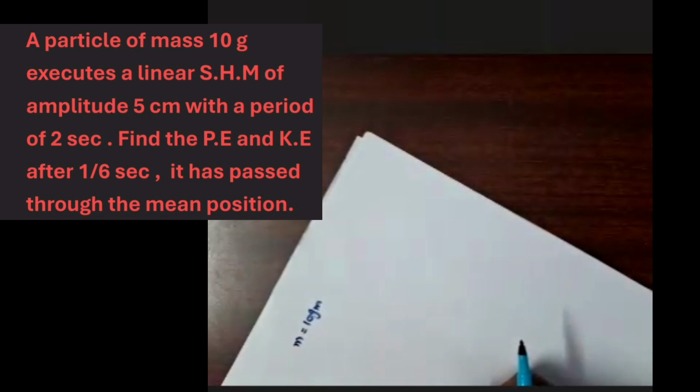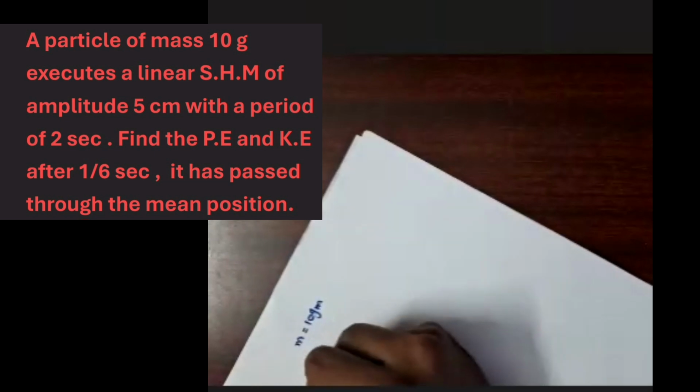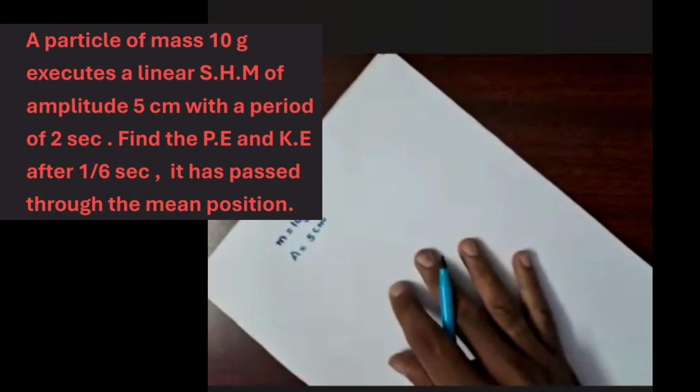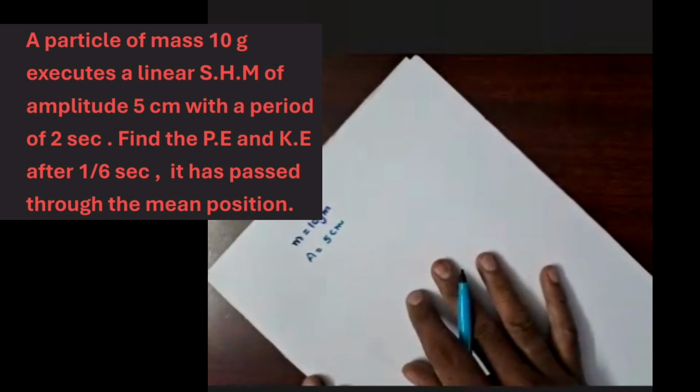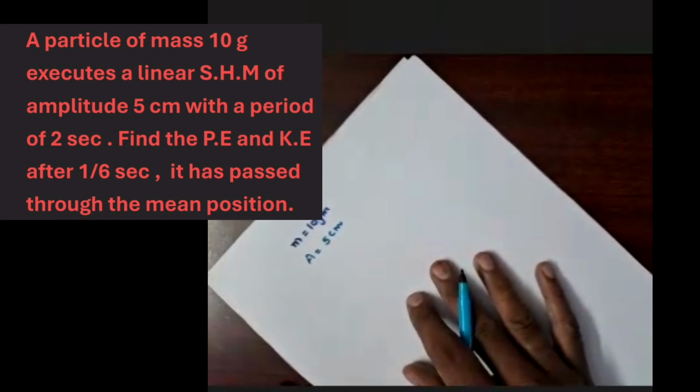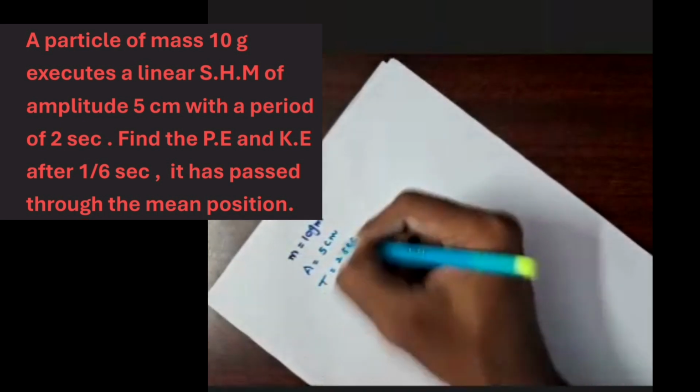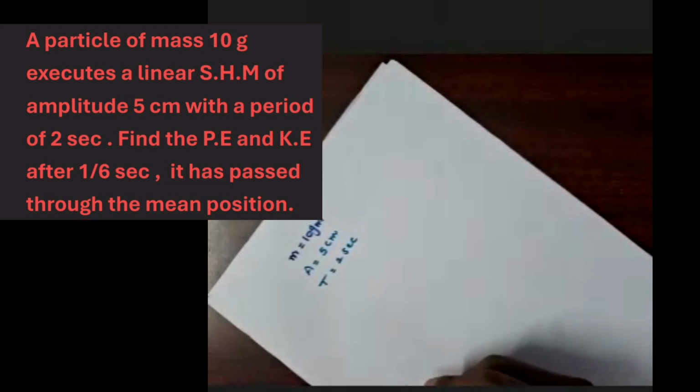It executes a linear simple harmonic motion of amplitude 5 centimeter. Amplitude A is equal to 5 centimeter, with a period of 2 seconds. Period means here time period, 2 seconds. Find the potential energy and kinetic energy 1/6 seconds after it has passed through the mean position.